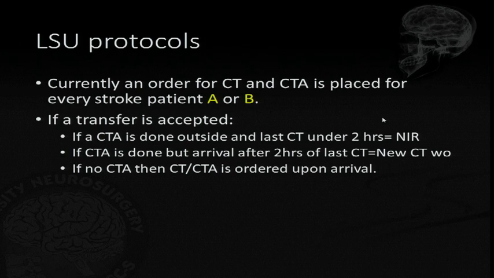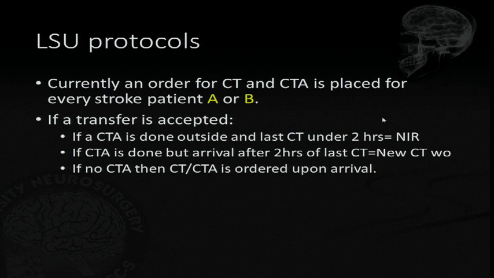And then when we get a transfer, you may know, sometimes I ask for something, sometimes I don't ask for a CT, sometimes I do ask for a CTA, et cetera, and that is based on this. If the patient has a known large vessel occlusion, so a CTA was done outside, and we were called and told this is a known LVO, but the last non-contrast scan, by the time the patient was here, was over 2 hours, then, if it's under 2 hours, they just go straight to IR, so we don't do anything. If it's over 2 hours, then I get a new non-contrast CAT scan.